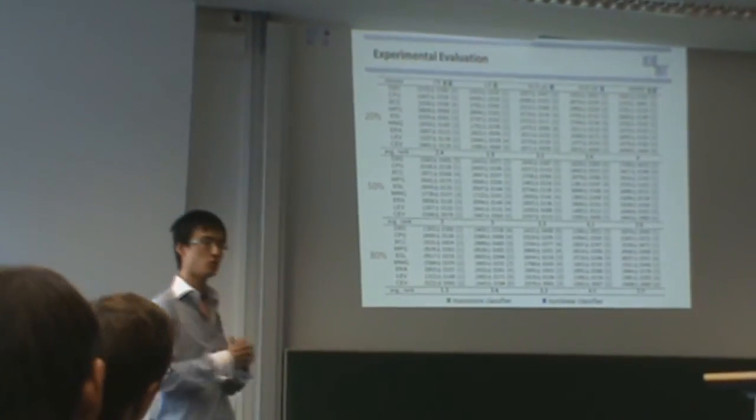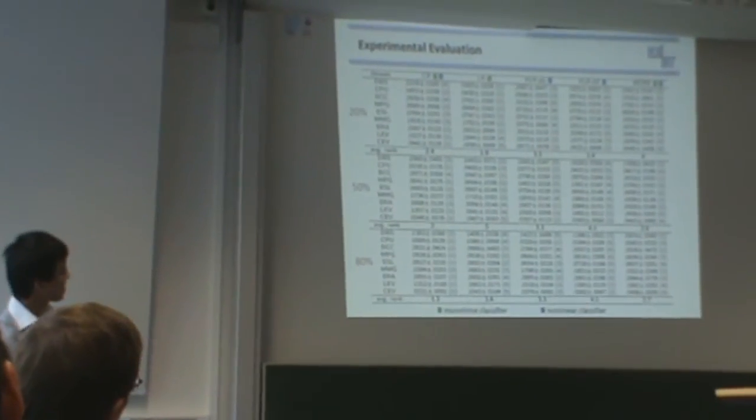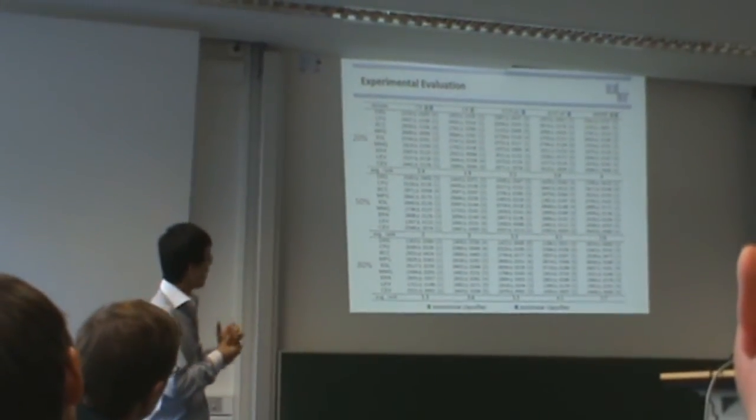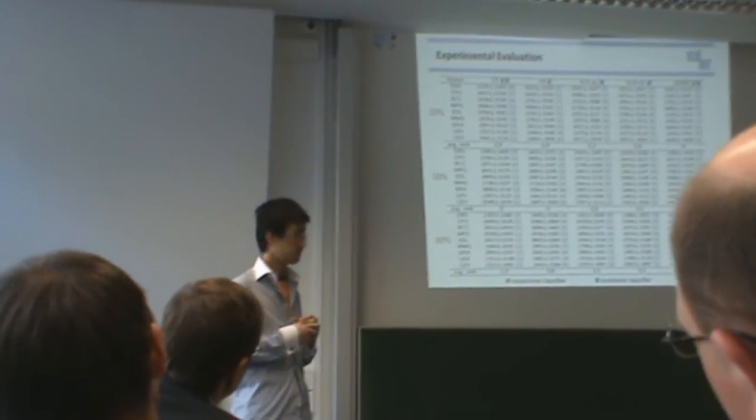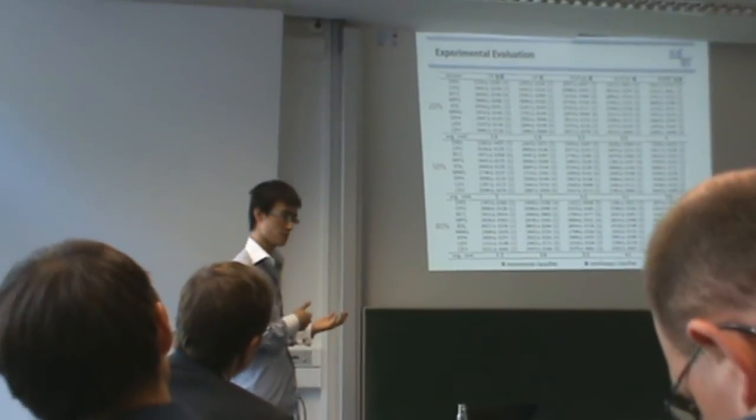Okay, so this might be a table. I'll try to summarize for you. There are a lot of numbers here. We have tests on 9 monotone binary classification datasets. We test 5 different methods.